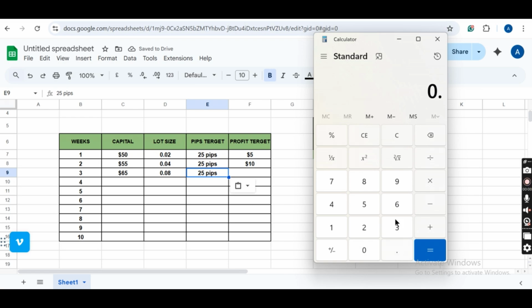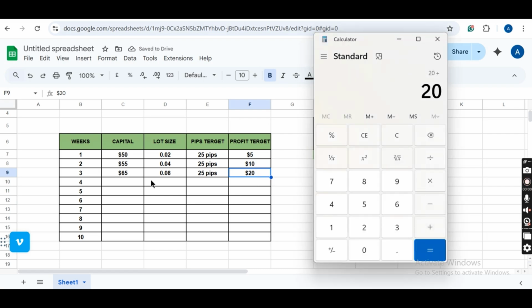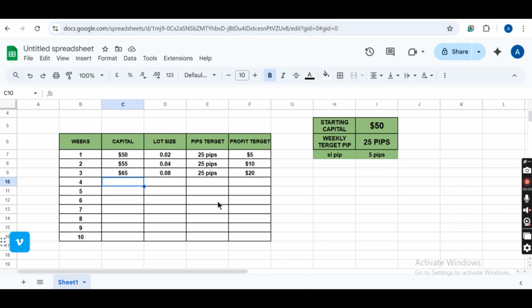If we use 0.08, that means we are making 0.8 cent per pip. So if we multiply by 25 pips, at the end of week 3 we're expected to finish with $20 in profit. So the target for this week is $20, plus the initial capital we started week 3 with, which is $65. So at the end of week 3, we are going to end up with $85. So week 4, we are going to start with $85.